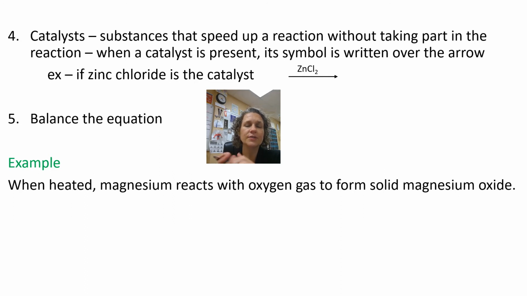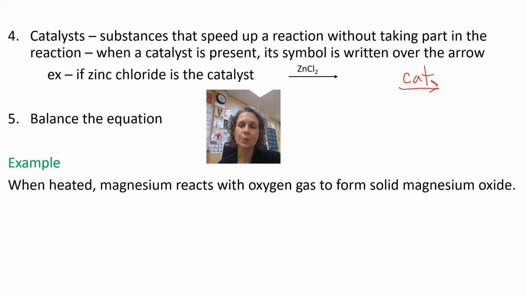If, for example, zinc chloride is the catalyst, then over the arrow you would put its symbol, ZnCl2. Sometimes it'll just say a catalyst is used, and then you'll have your arrow and you'll see CAT over it. So it just is telling you a catalyst happened. And then the last step is to balance. So that's the back and forth, and make sure you're equal on both sides.